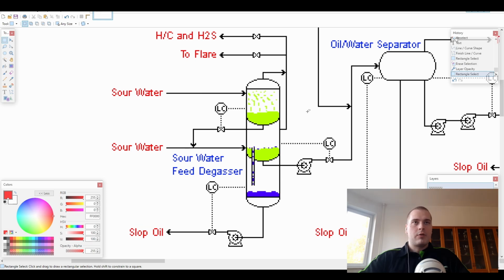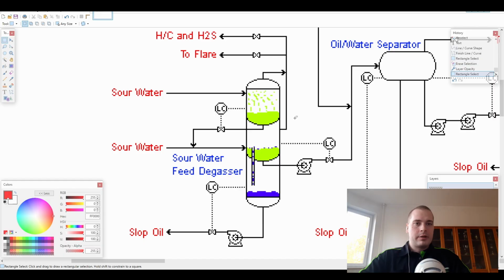Some part of the sour water from the first section gets to the second section through the valve. This valve is controlled by our level controller, which tries to maintain a certain level in the first section. Simply put, we don't want our sections to run dry because, well, this vessel was not really designed for that.